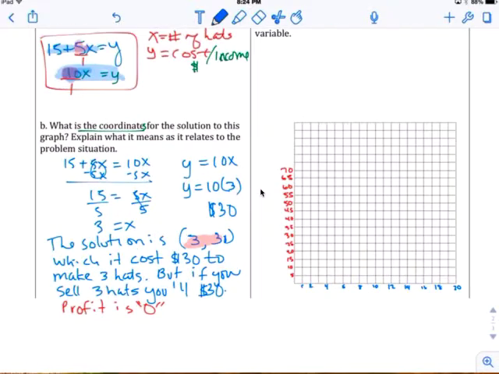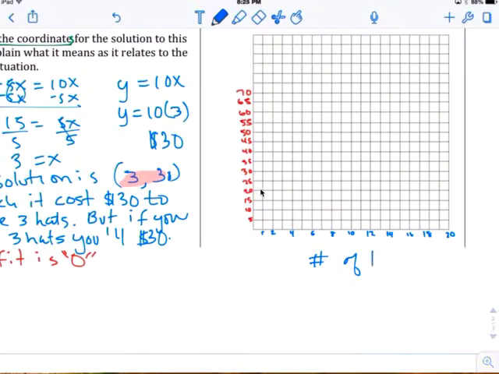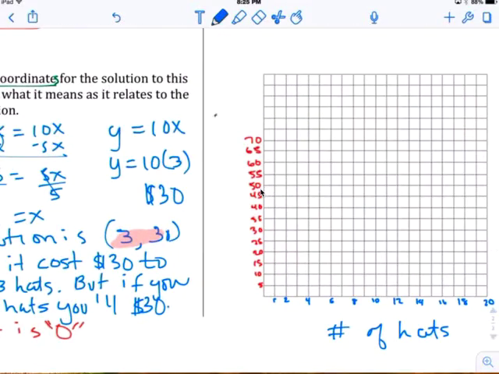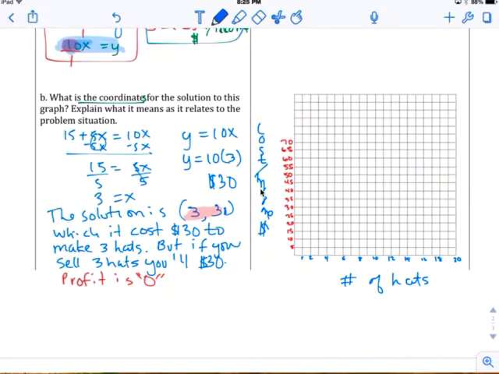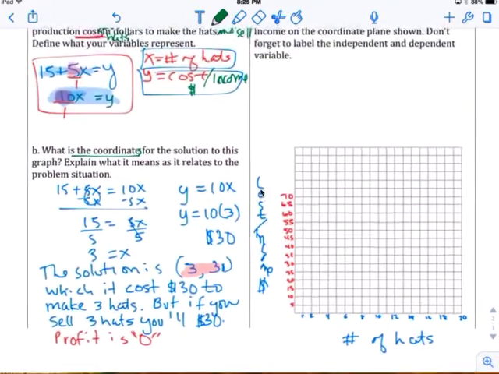X represents what? The number of hats. Y represents the cost or income in dollars. Okay. Make sure you label your independent and dependent. If you don't, I'm giving you half, because by now, you should remember these things. It's important when you do this. Okay. Number of hats.